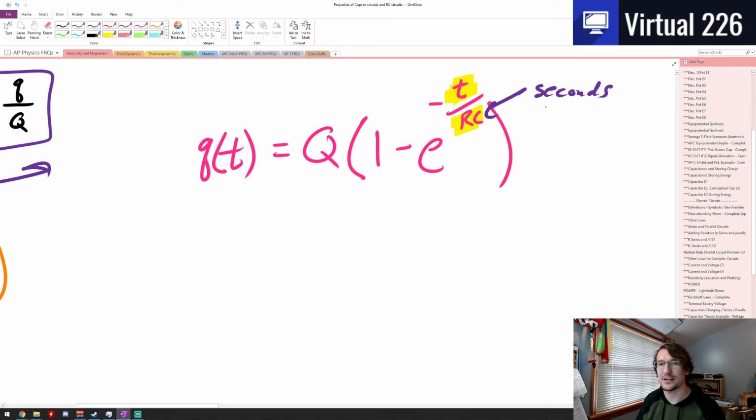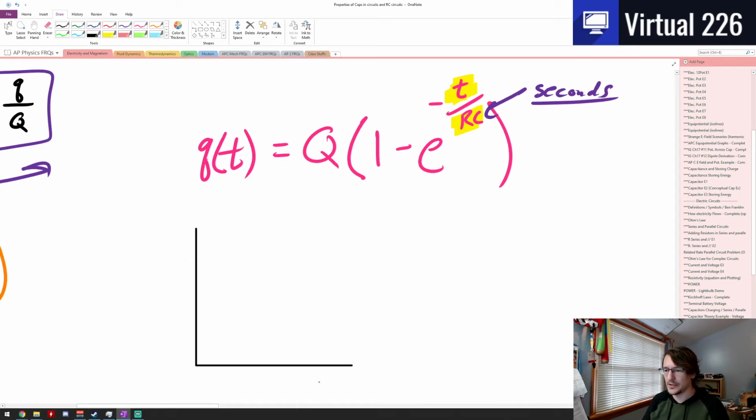We call this RC a tau value. So it's a time constant there. Resistance times capacitance is actually a time. Kind of weird. The other neat thing we see with this is if we were to graph the charge Q as a function of time, what we'd see is if time is 0 here, e to the 0 power is 1, 1 minus 1 is 0, so we're going to start this graph at 0.